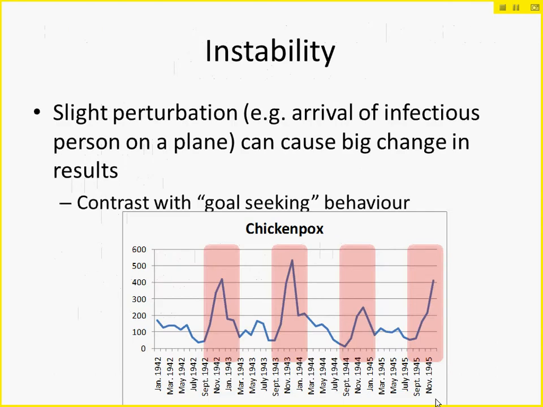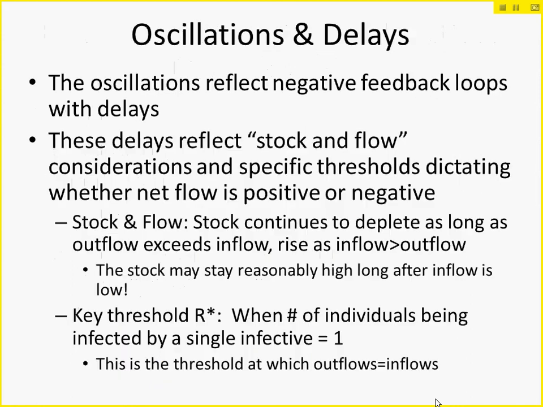So here's some examples. Instability. This was quite notable for childhood infections like chickenpox, measles, mumps, rubella, pertussis, where you get these sort of spikes every few years traditionally until vaccination led to greatly dampened oscillations or greatly dampened dynamics. So these oscillations are associated with negative feedback loops with delays.